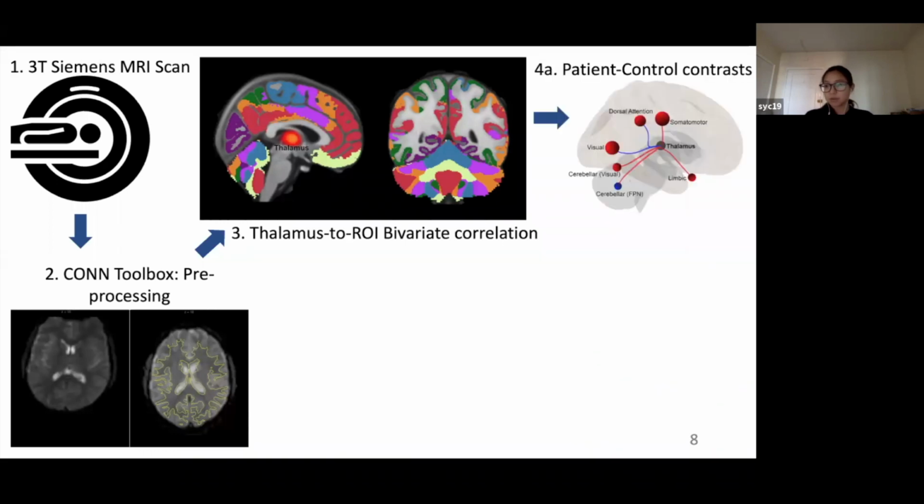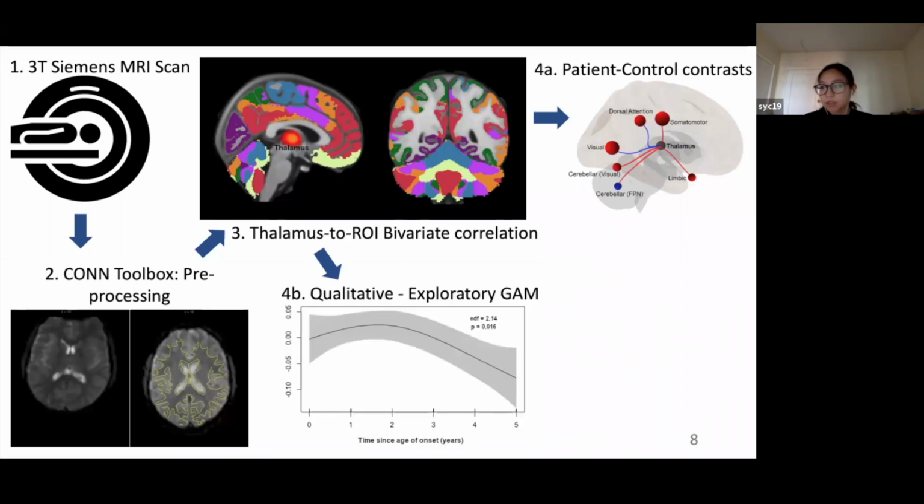Second level group analysis, contrasting patients and controls, was also conducted in the CONN toolbox. And within patients alone, we also looked at the qualitative assessment of their trajectories using exploratory GAMs. And final models were linear mixed effects models.